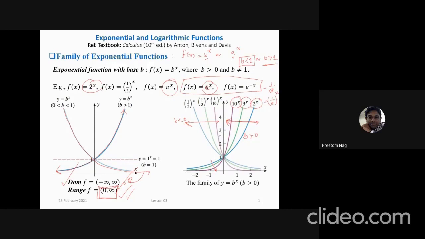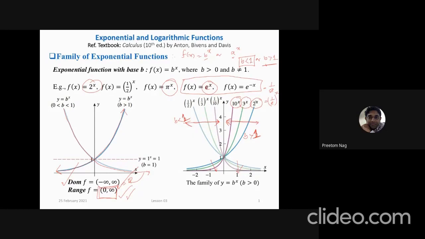So b is greater than 1 in this case. b is always greater than 0, and now it will be less than 1. Now if b is less than 1 and you decrease the value of x, the graph will be closer to the y-axis in the negative x direction, and the graph will be closer to the x-axis in the positive x direction. So these are the phenomena of the exponential graphs.